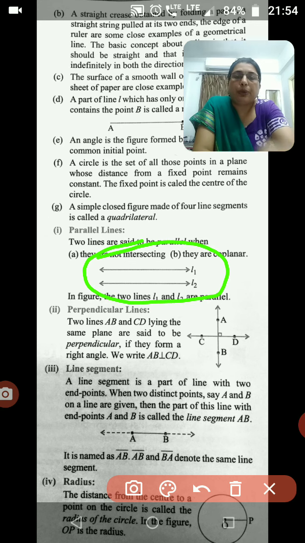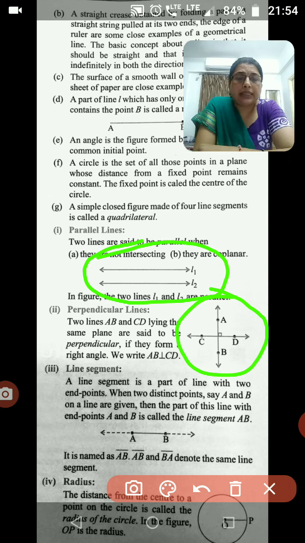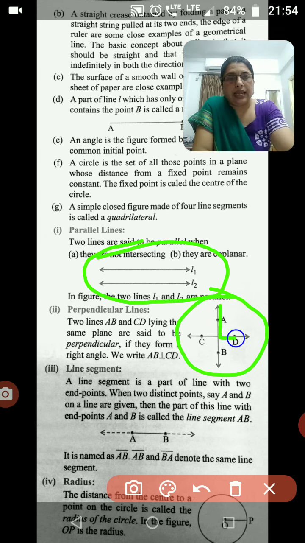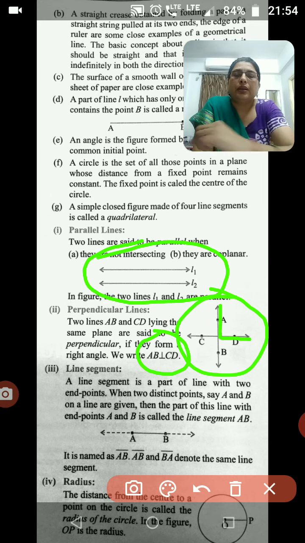Perpendicular lines. For perpendicular lines, again you can see this figure. Two lines AB and CD lying on the same plane are said to be perpendicular if they form a right angle. Here you can see that this angle is a right angle, 90 degrees. So we can say that AB is perpendicular to CD, and for that we use this symbol.